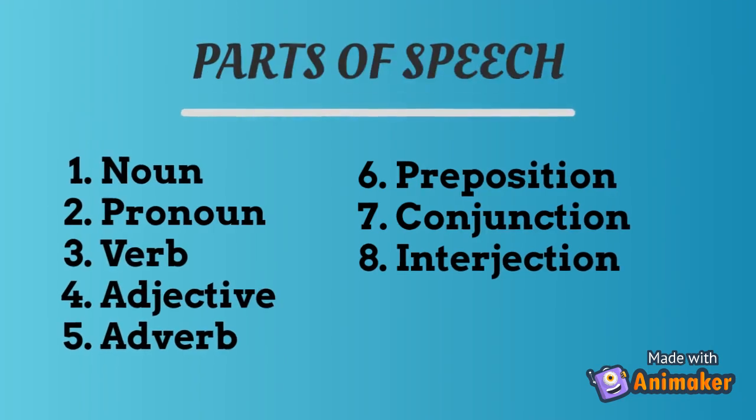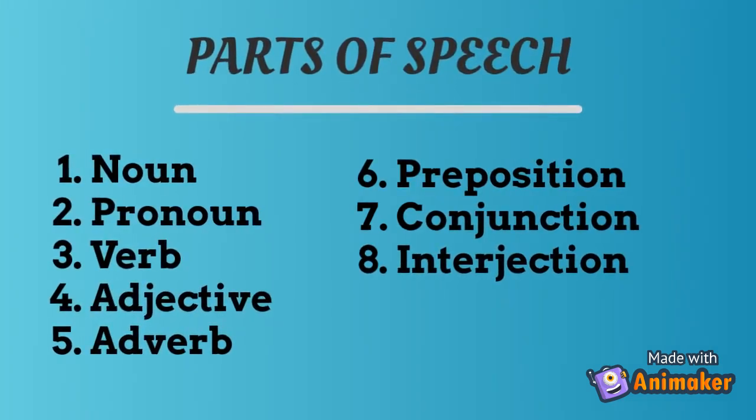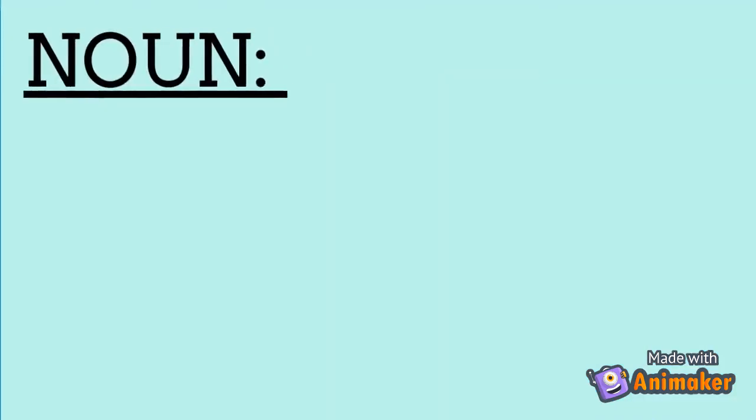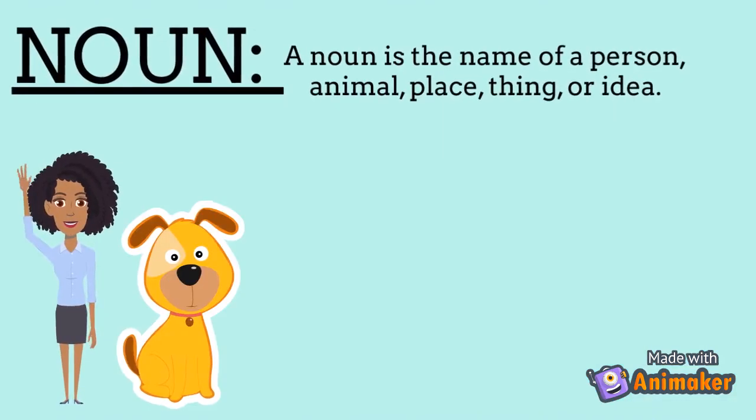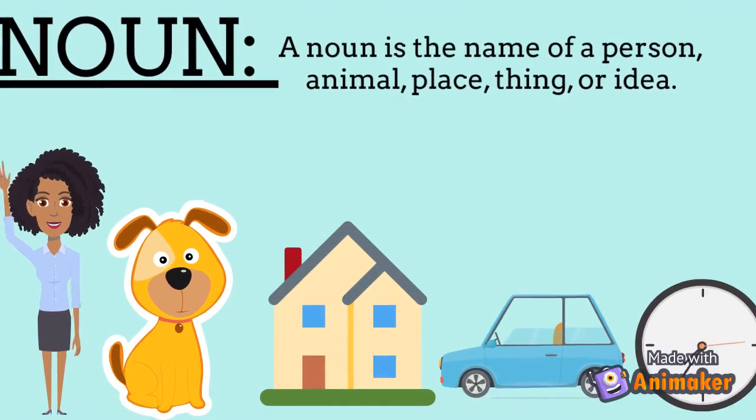So today we're going to be discussing the 8 parts of speech, which are nouns, pronouns, verbs, adjectives, adverbs, prepositions, conjunctions, and finally interjections. Let's start with nouns. A noun is the name of a person, an animal, a place, a thing, or an idea.